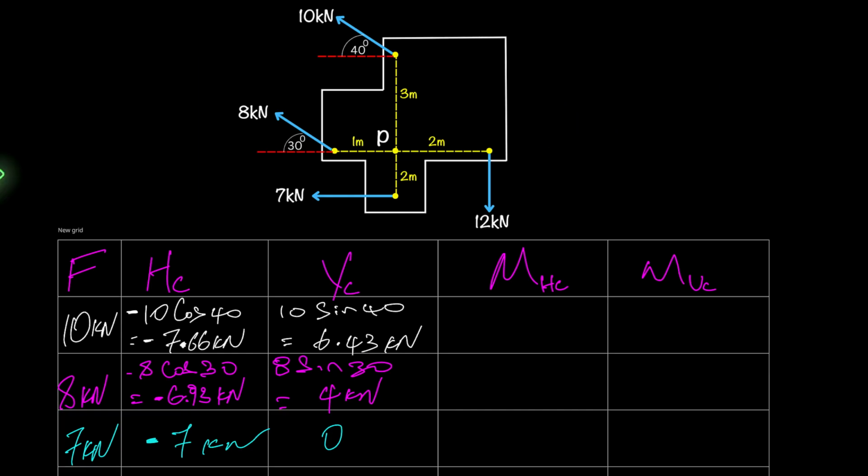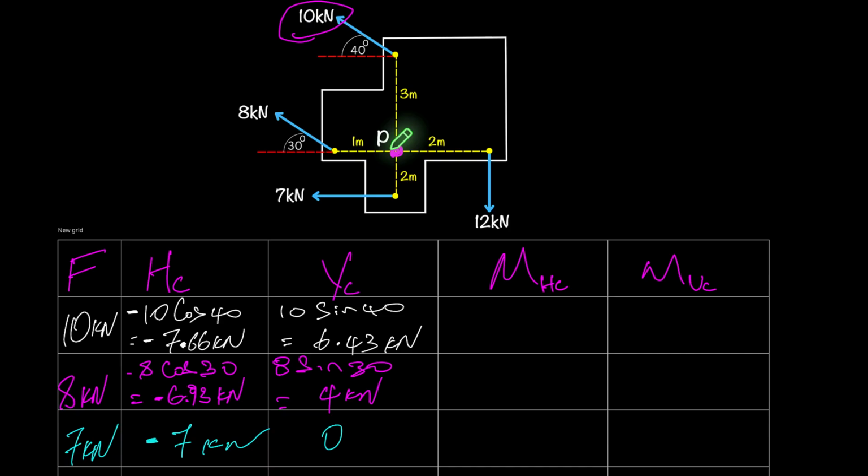If we start with the moment of the horizontal forces about P, let's start with the 10 kilonewtons there. So we have this 10 kilonewtons, and I'm just going to circle that on the diagram itself so you follow. That's the 10 kilonewtons we're looking at there. And what we're looking at is how this force will impact right here through that point P, in terms of whether it will cause a clockwise rotation or a counterclockwise rotation.